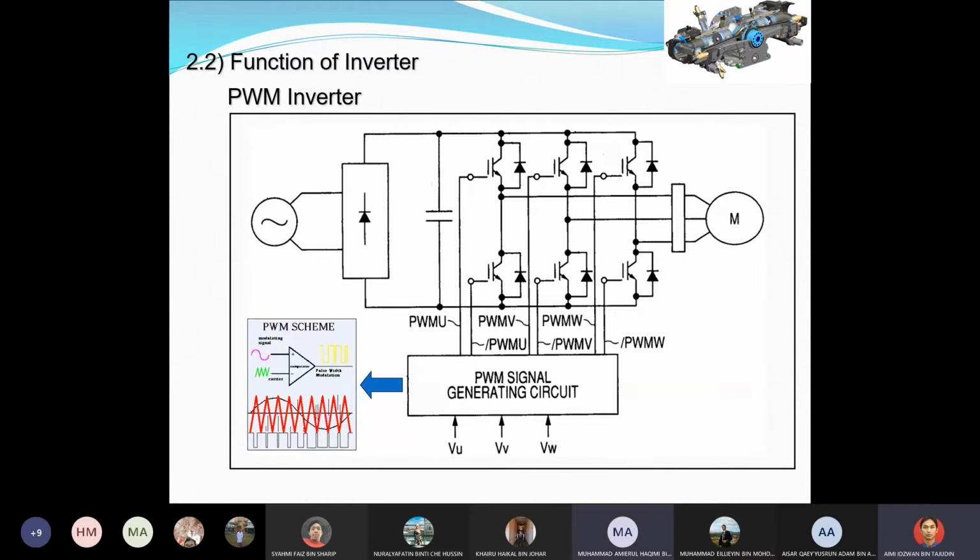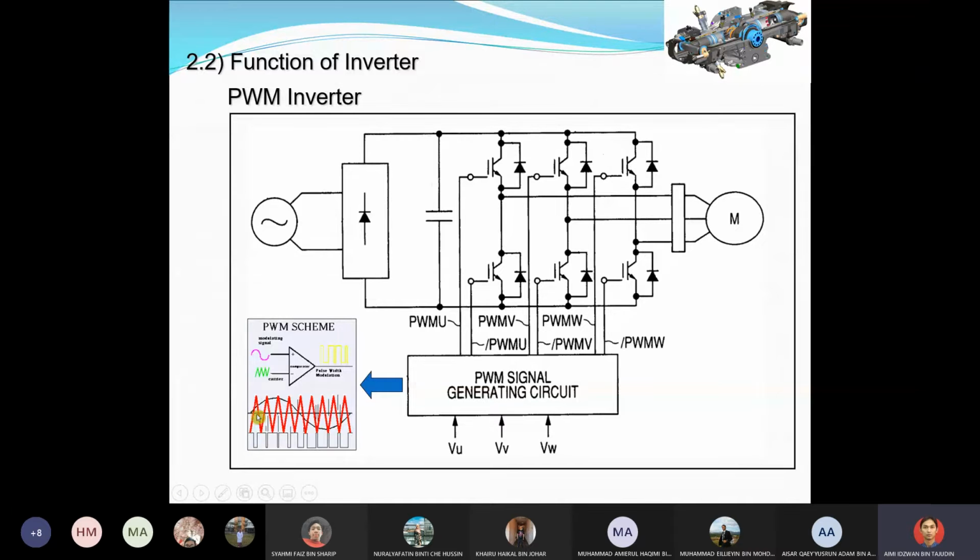Buat garis putus-putus. Okay, buat garis putus-putus. Di mana? Di mana kita nak buat garis putus? Dekat intersection. Intersection point between the carrier dan juga modulating. Okay, good. Okay, cuba kita tengok yang positif ni dulu.